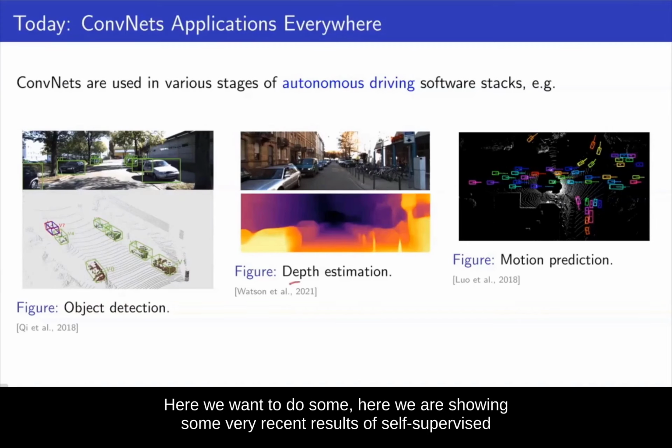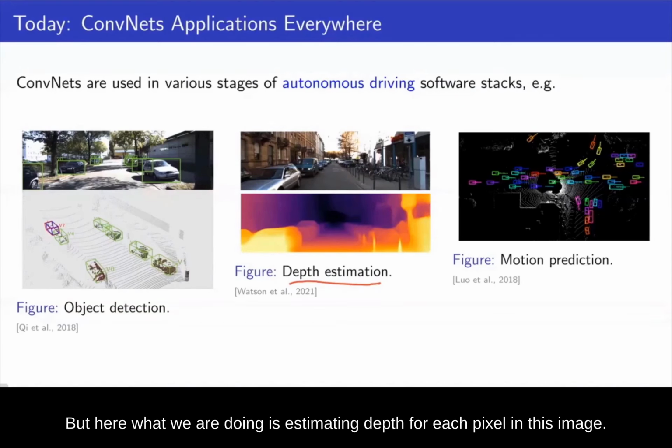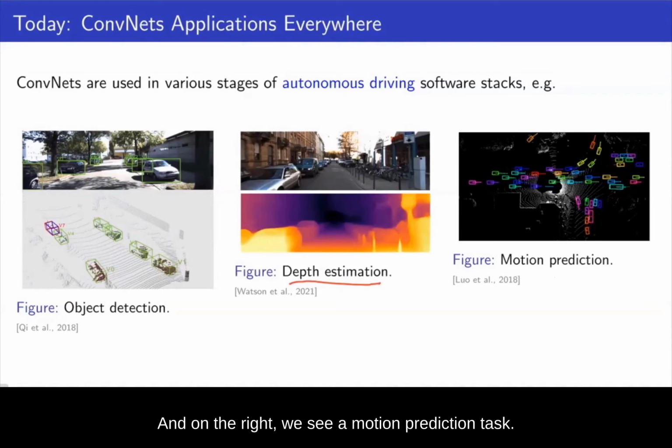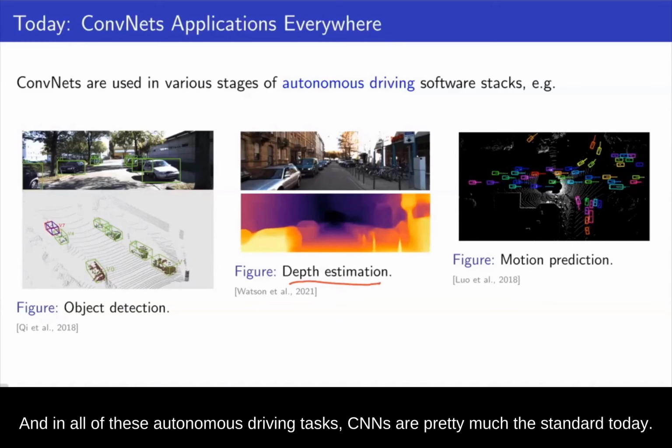Then we can also do another dense prediction task that is called depth estimation. Here we're showing some very recent results of self-supervised depth estimation. You'll also learn about self-supervision in the subsequent lectures. But here what we are doing is estimating depth for each pixel in this image. And on the right, we see a motion prediction task. This is also some results where we do multitask learning. So in addition to object detection, we also want to predict where these objects are going to move in the future. And in all of these autonomous driving tasks, CNNs are pretty much the standard today.